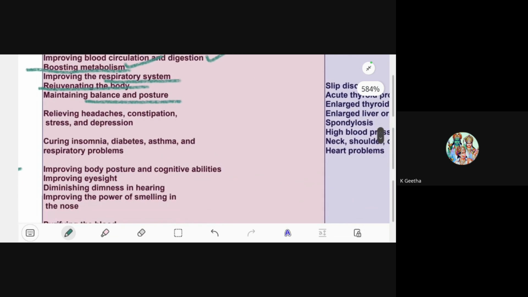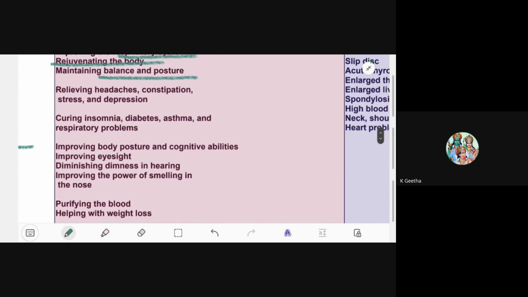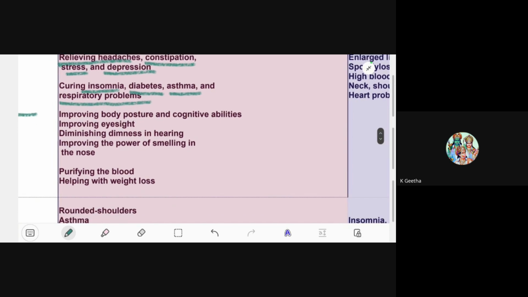Balanced posture is always required with what? Your core. It relieves headaches, constipation, stress and depression. It helps with insomnia, diabetes, asthma and respiratory problems. It improves body posture and cognitive abilities. Cognitive abilities, which hold many abilities requiring pinpointed things like stitching or playing a guitar, are governed by the back of the head. It improves eyesight because the optic area is now receiving lots of oxygen.